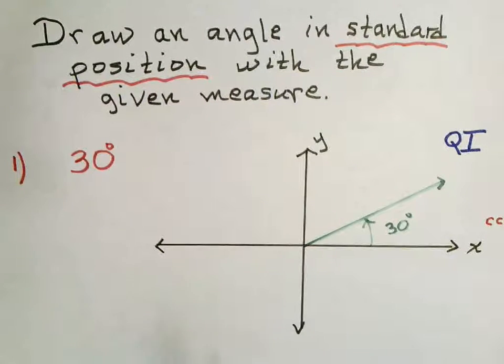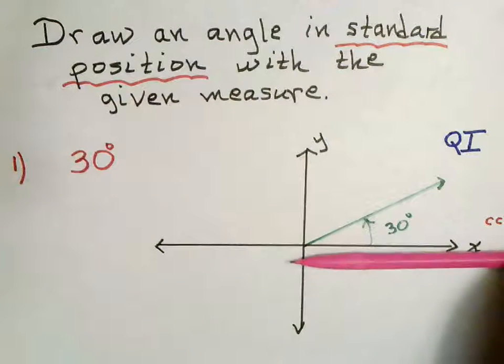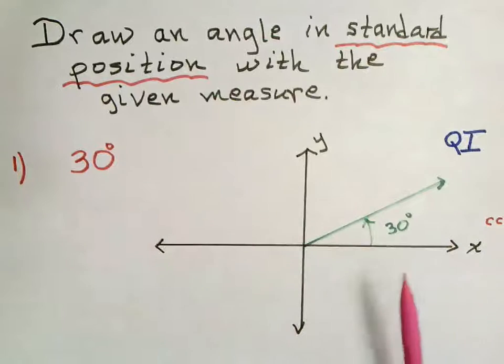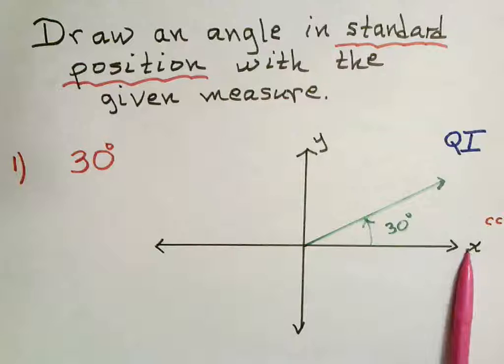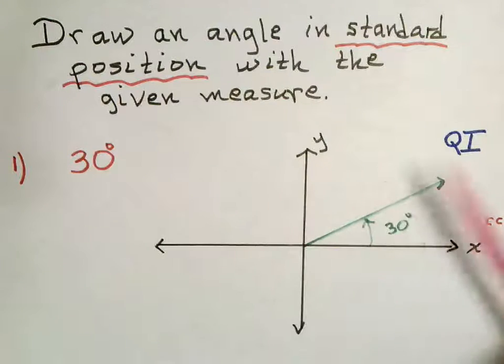Now, let's draw an angle in standard position. 30 degrees. If it's in standard position, remember we're going to start on the positive x-axis. This is positive. We're going to be going counterclockwise. And you see 30 degrees is between 0 degrees and 90 degrees. This is in quadrant 1.